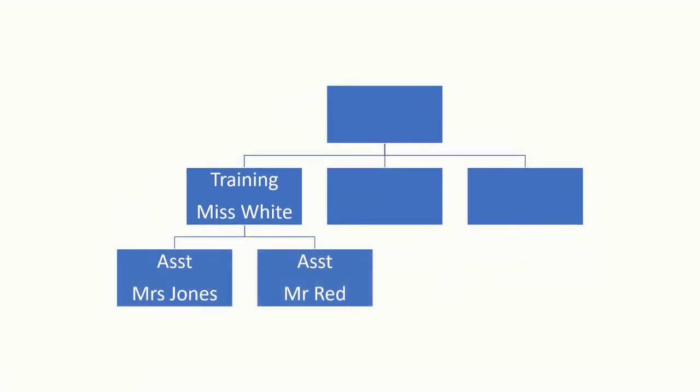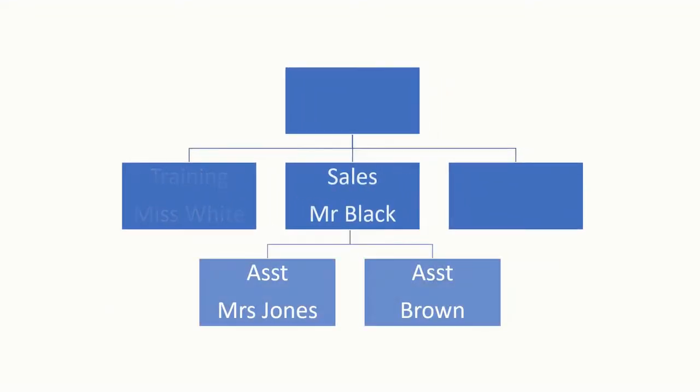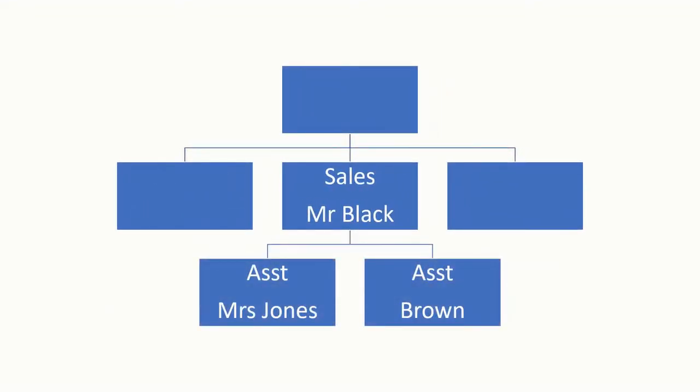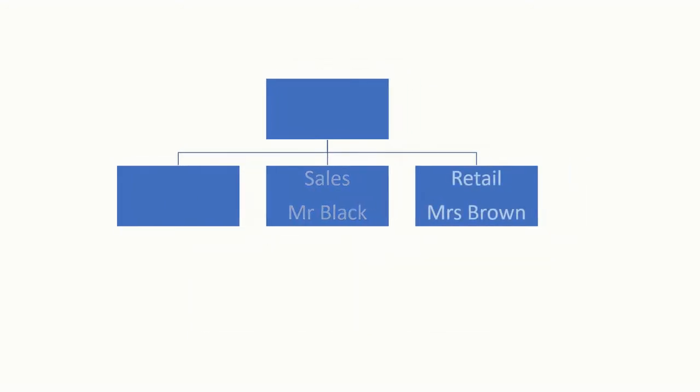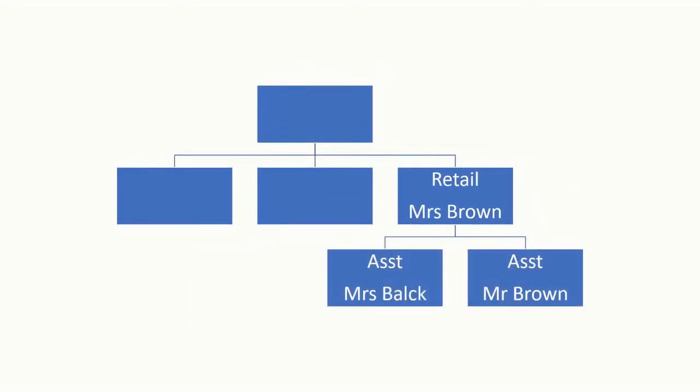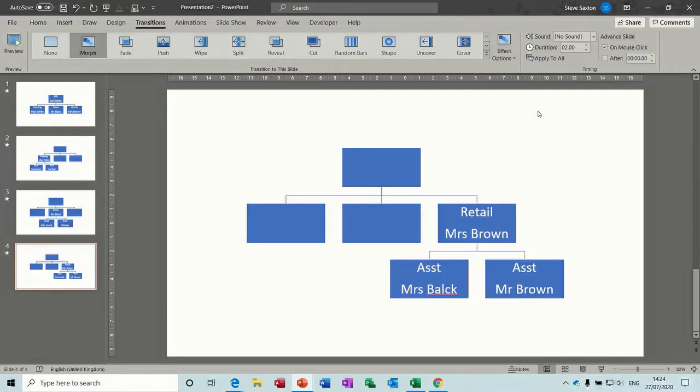I press my mouse and it focuses on training Miss White and the assistants. Press it again, sales comes to the fore and you get the 2 assistants. Press it again, retail comes to the fore and you get the 2 assistants. And then you press it again and you get nothing. And then you're back to your screen when you press it again. So that is how the morph transition works. You just transitioning from one slide to another. And as long as you've got your slide set up like this, that'll work fine.